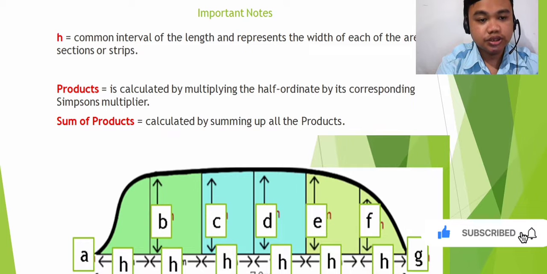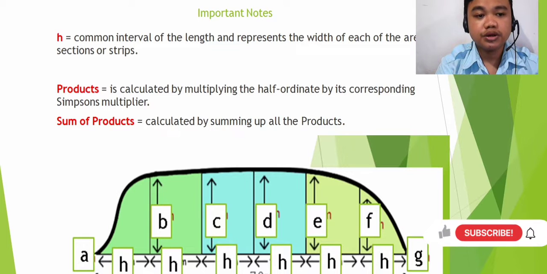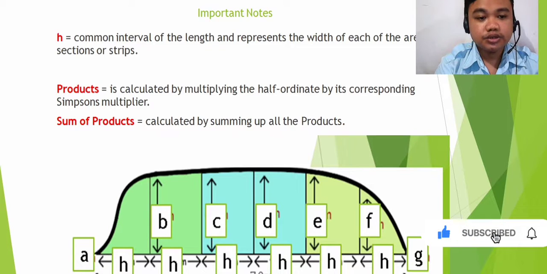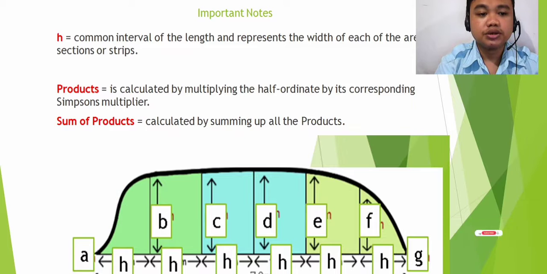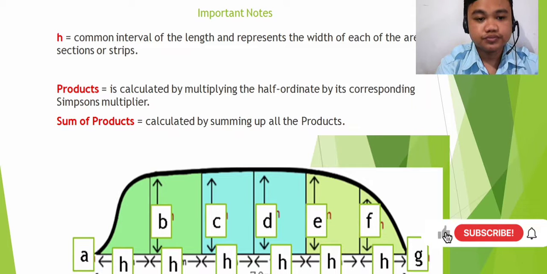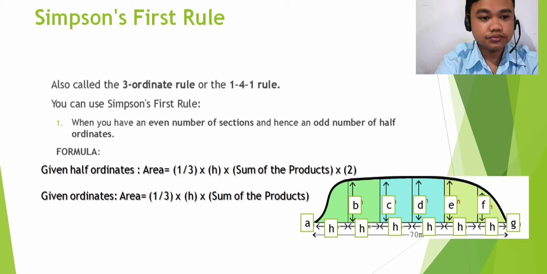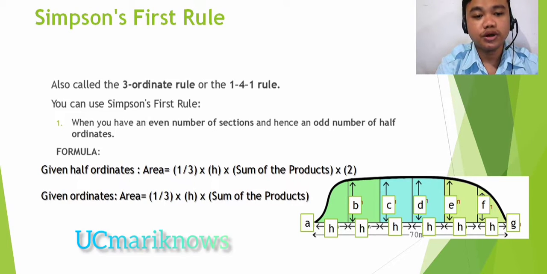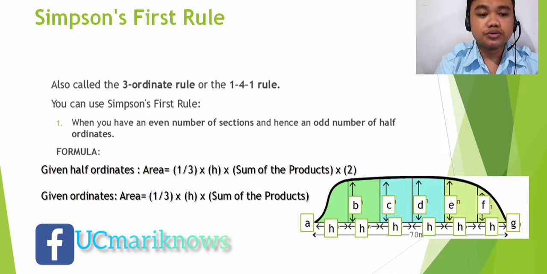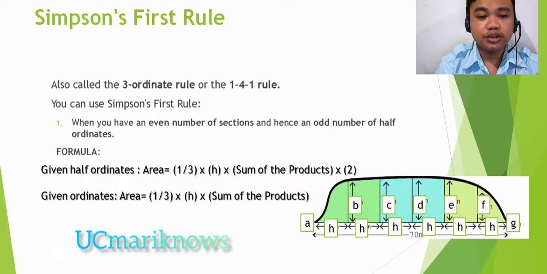Next, we have h. h is the common interval of the length and represents the width of the area, sections, or strips. Products: products are calculated by multiplying the half ordinate by its corresponding Simpson's multiplier. Sum of products, of course, is calculated by the summation of all products. Simpson's first rule is also called the 3 ordinate rule or the 1-4-1 rule.